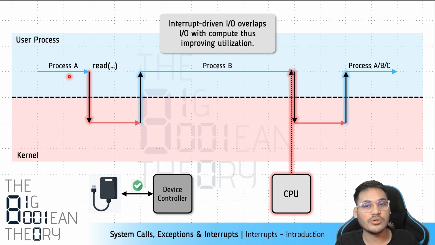In this case, we saw process A gives the control to some other user process. That is, here in this case, it was process B. So now what happens is that both the IO operation and the computation on the CPU proceed in parallel. This overlap of IO with compute leads to a better utilization of the resources.